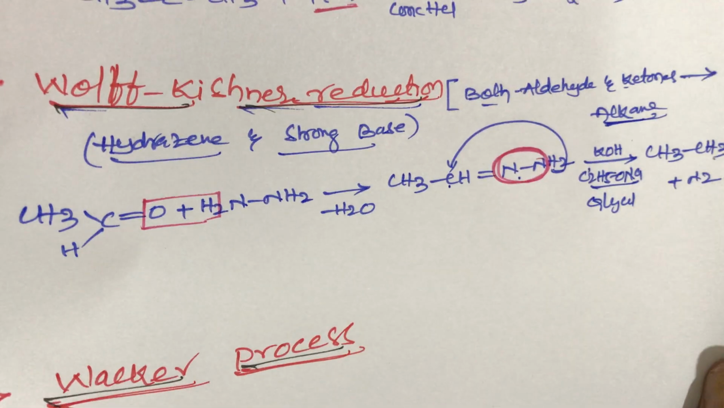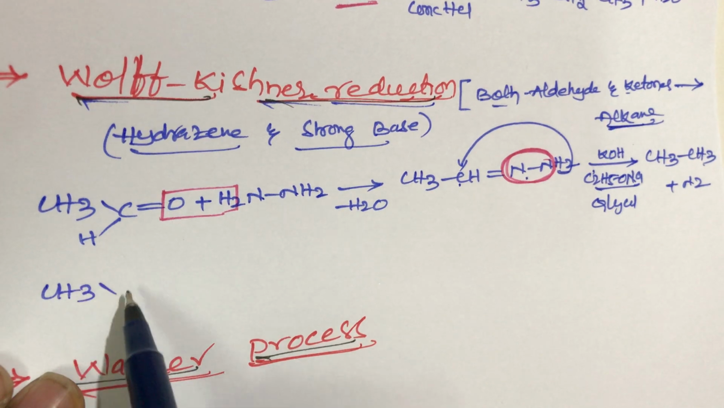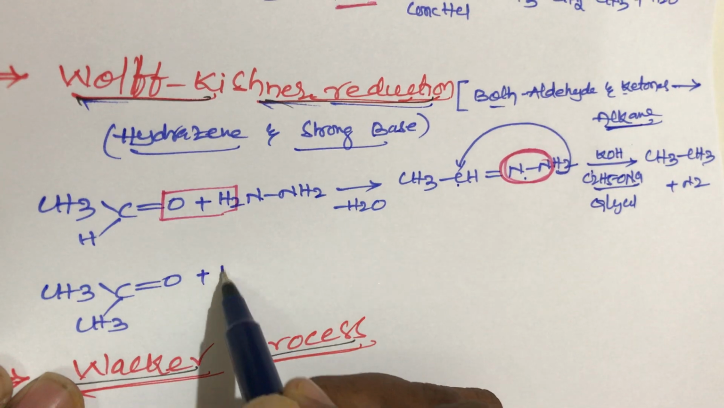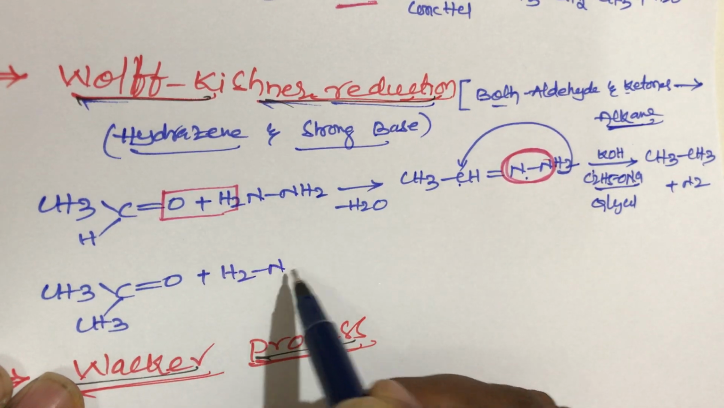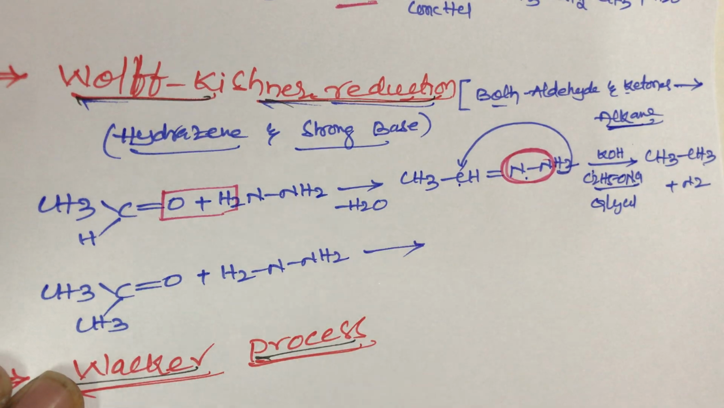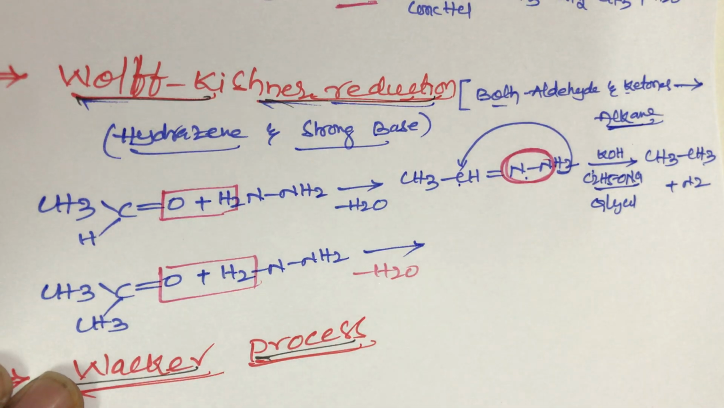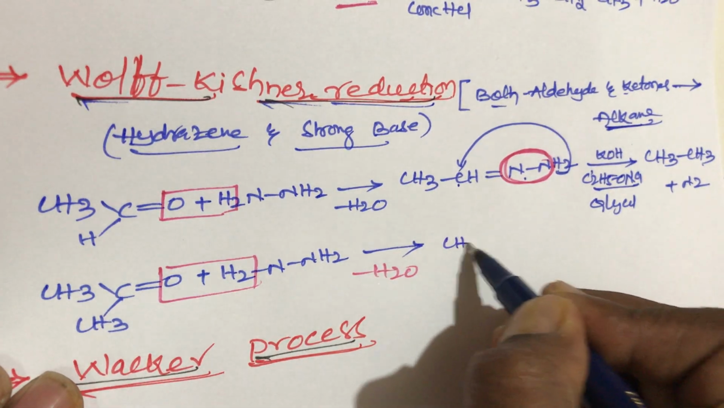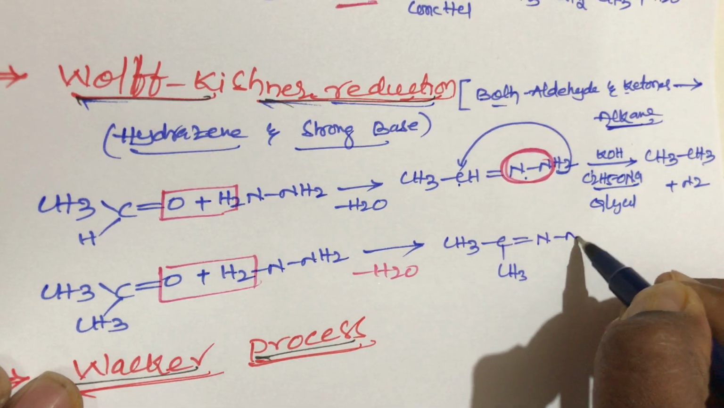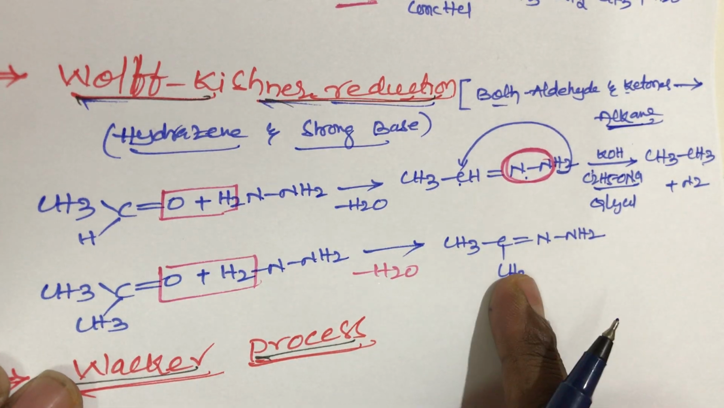And one more example for Wolff-Kishner reduction. Now take acetone, a ketone example. When acetone, CH3 C double bond O CH3, reacts with hydrazine, NH2 bond NH2, water is eliminated, that is minus H2O. We get the product CH3 C CH3 double bond N NH2. Acetone hydrazone will be formed. This compound is called acetone hydrazone.